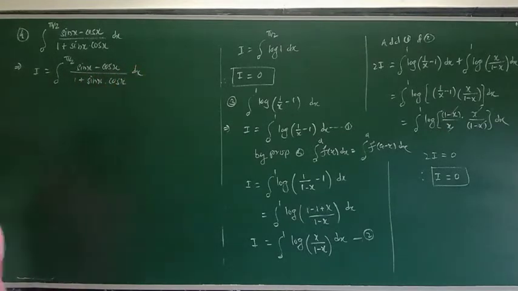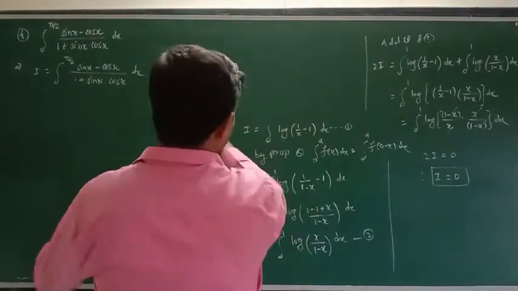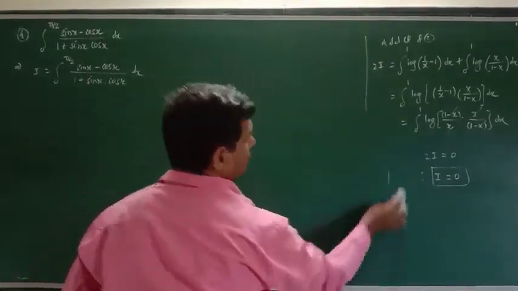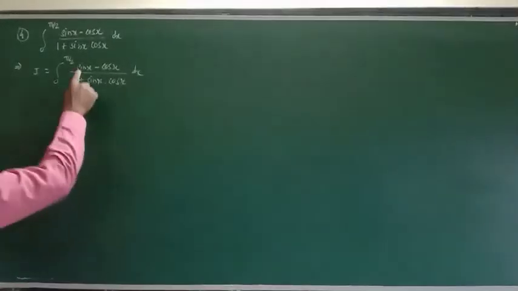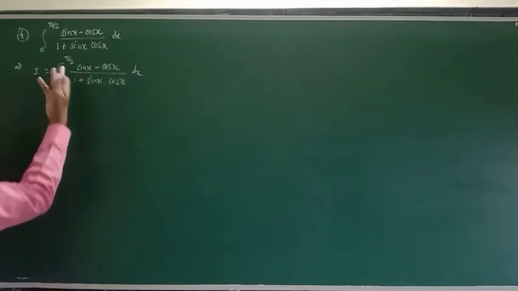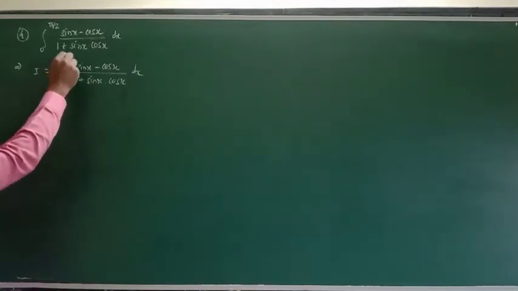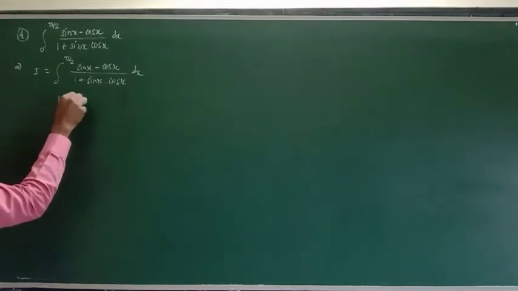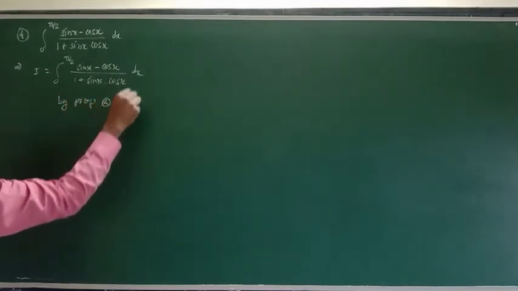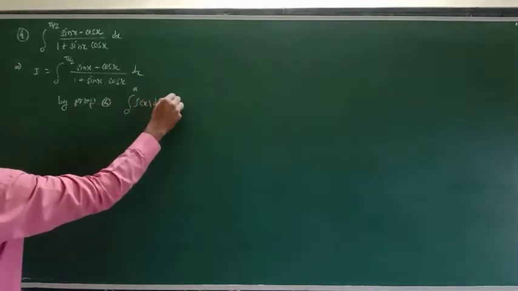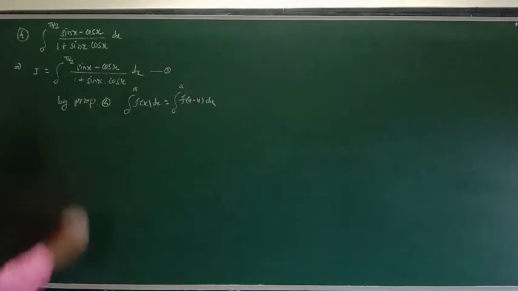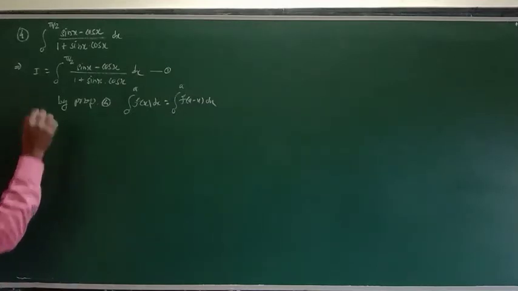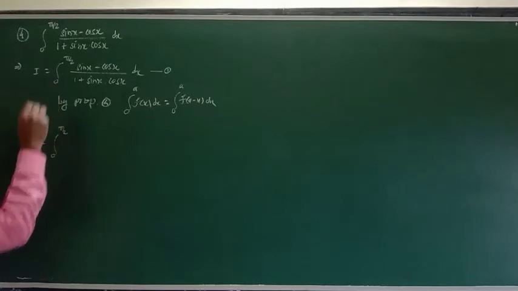Now again I use property number 4 to evaluate this definite integral. As there are terms sin and cos in the numerator and denominator, I can use the property from 0 to pi by 2, by property number 4. What is it? Integral 0 to a f(x) dx is equal to integral 0 to a f(a minus x) dx. By using this property, give it as equation first. After utilizing the property, what will be the value of the integral?